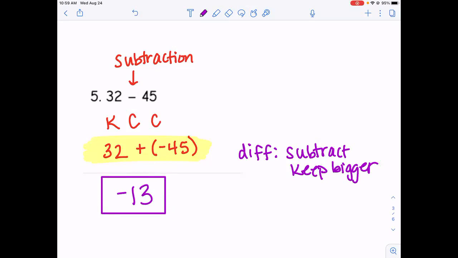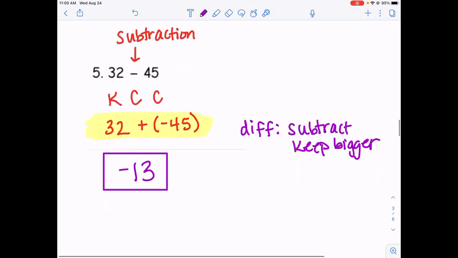All right, so let's review what we did. We first of all identified subtraction. That's the only reason why we rewrote this. We identified subtraction. So we kept 32. We changed the sign here. Now we have an addition problem with different signs. Since we have different signs, we subtract and keep the sign of the bigger. So we subtracted 45 minus 32 to get 13. We keep the negative.